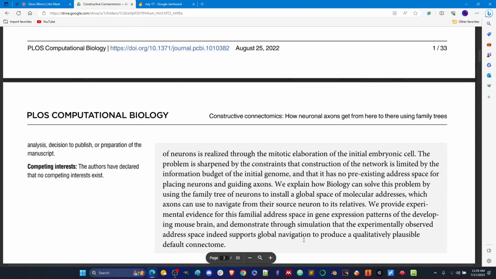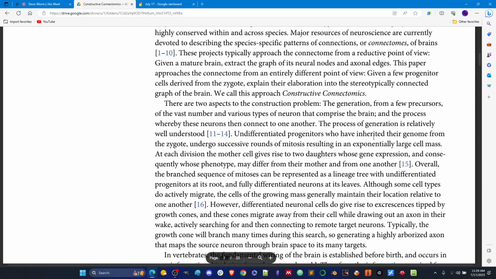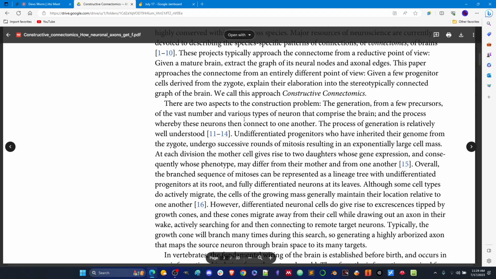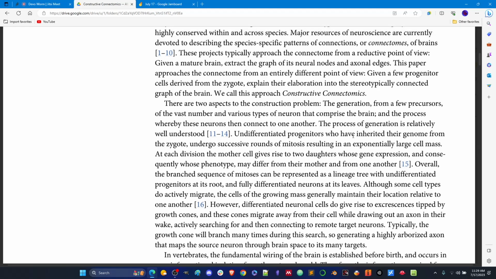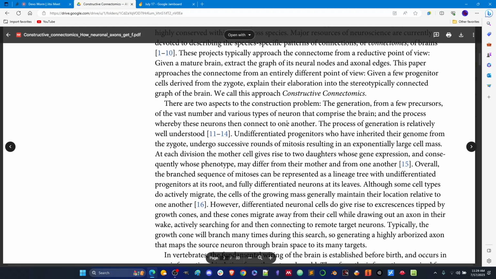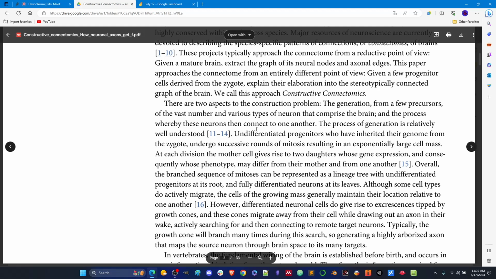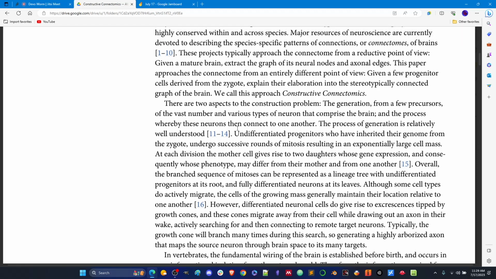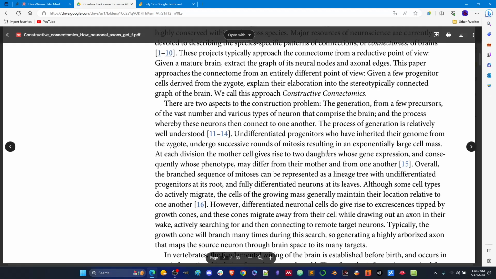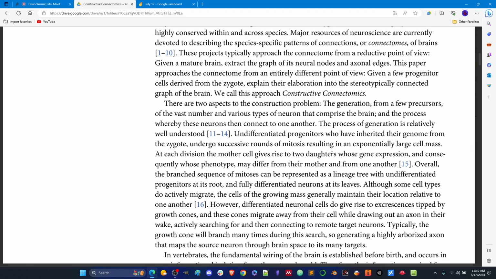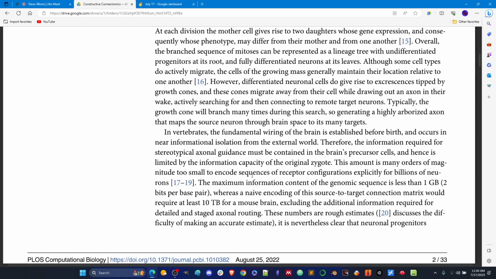So this is an interesting paper. I hadn't thought about it in this way before, but this is something they call constructive connectomics. There are two aspects of the construction problem: the generation from a few precursors of the vast number of various types of neuron that comprise the brain, and the process whereby these neurons connect to one another. So it's generating neurons and connecting them. The process of generation is well understood. We have lineage maps, fate maps, and lineage trees that we can use. But this process of connection is the harder problem. So this is what they're talking about.